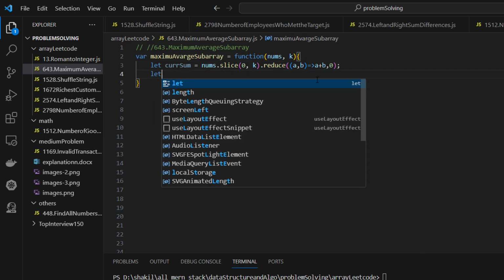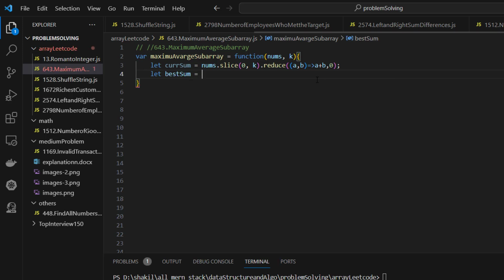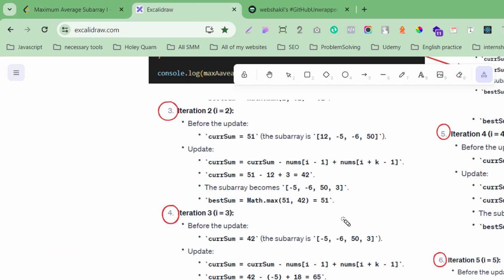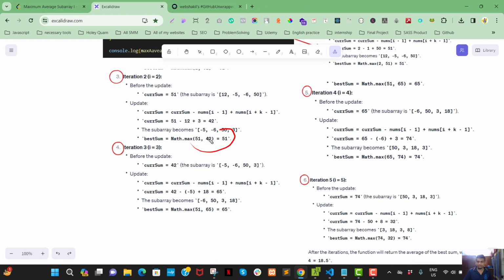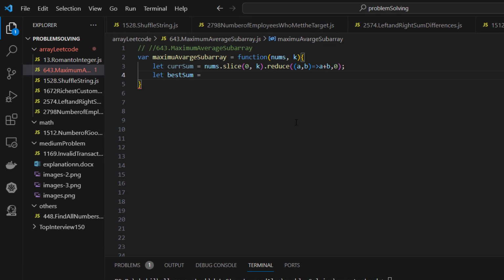Now we need to create best sum. It will update several times. Why are we taking current sum and best sum? Because we need to compare it several times. We are comparing which one is best, and best means which one is larger. That's why for comparing purposes we need both. So best sum equal to current sum.